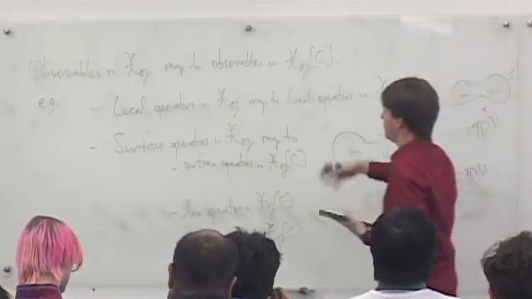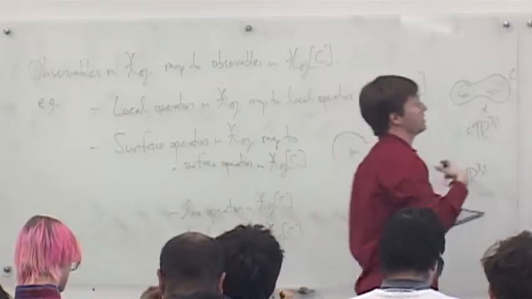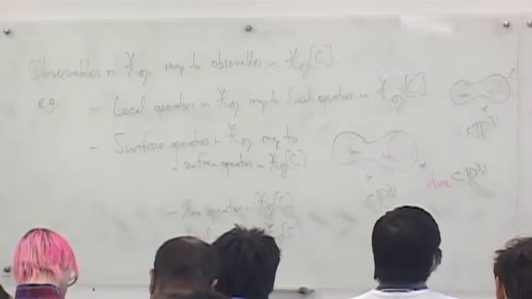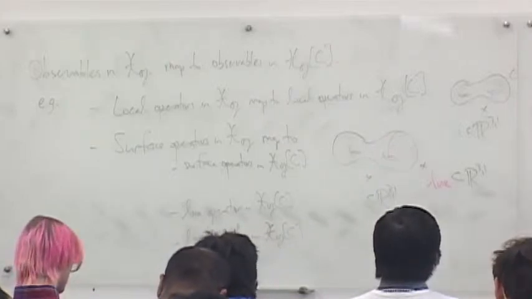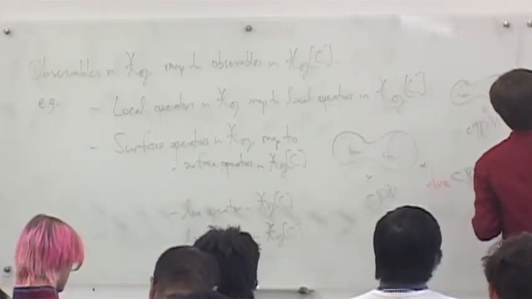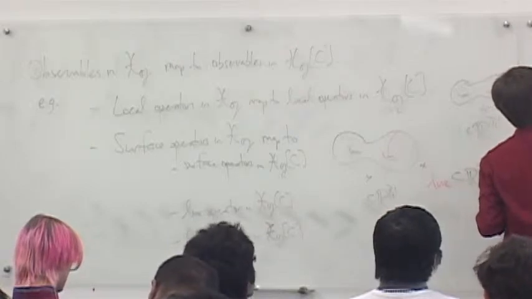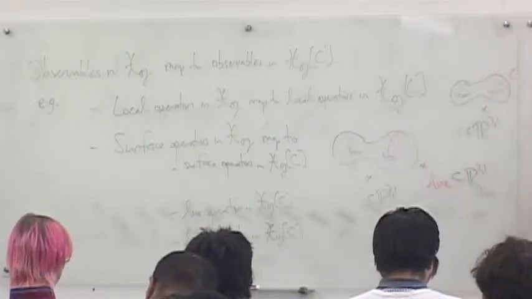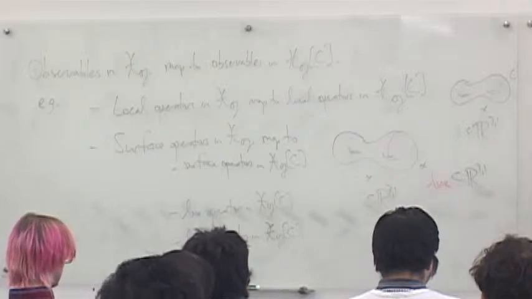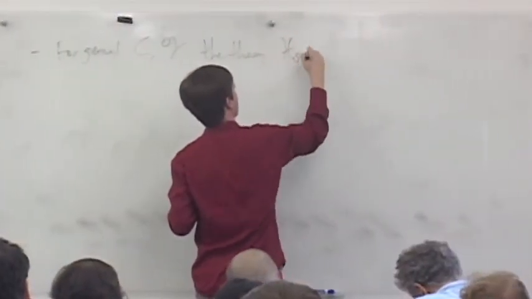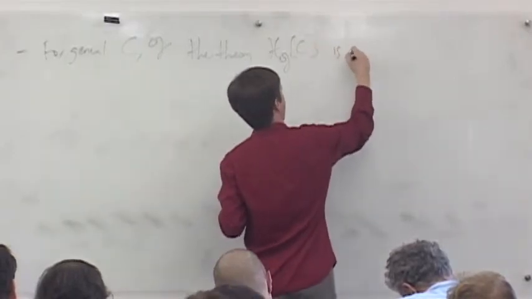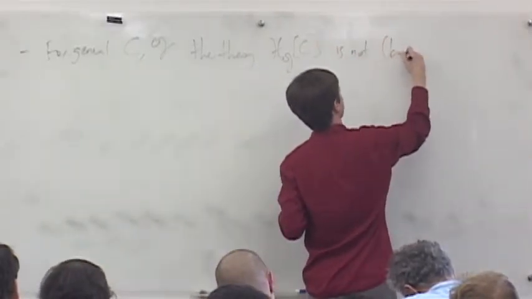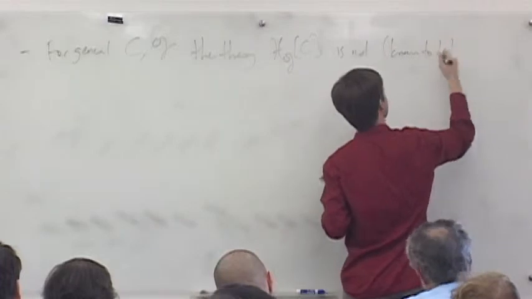So I told you that there's some four-dimensional quantum field theory, and you could ask, is it equal to some kind of conventional quantum field theory that I've heard of before? And the answer is usually not. For a general choice of C and Lie algebra G, this quantum field theory X_G of C is not known to be Lagrangian.